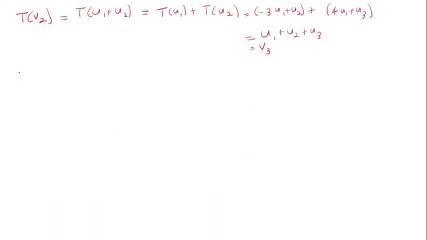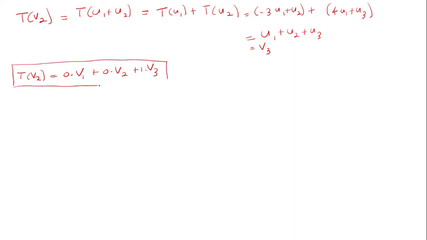So I can write TV2 as 0 into V1 plus 0 into V2 plus 1 into V3. Right. Next I am going to find TV3.